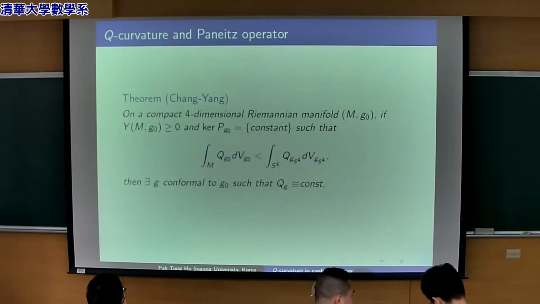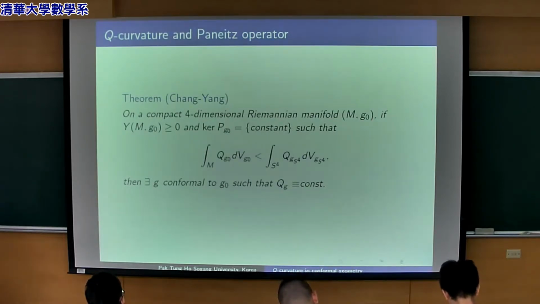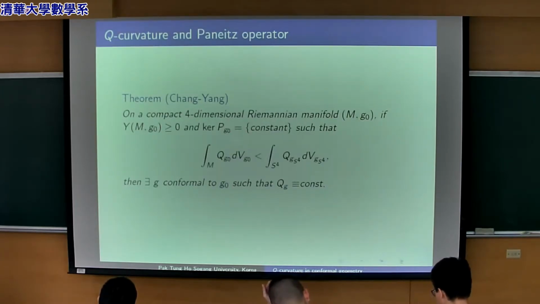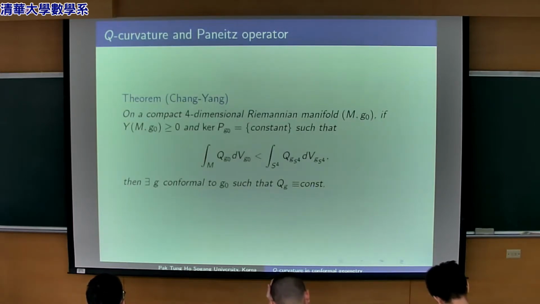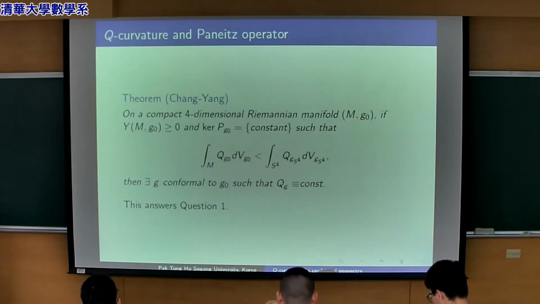The first result in this direction is due to Paul Yang and Sun-Yung Alice Chang. They proved that on a compact four-dimensional manifold, such that the Yamabe invariant is non-negative, and also, this is a very technical condition, such that the kernel only contains constant functions, which I told you at the beginning, like this is really an open question, and such that the total Q curvature is less than the sphere one, then the answer is positive. We can find a conformal metric such that the Q curvature is constant, which means this answers question one, at least for four dimensions.